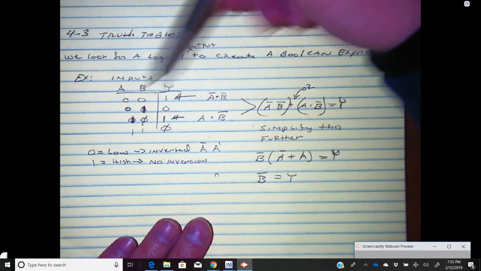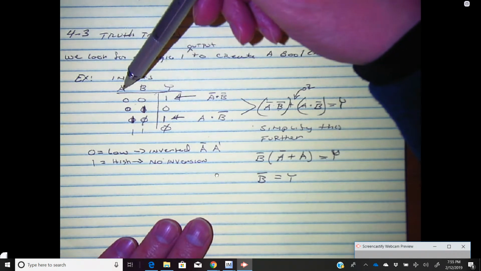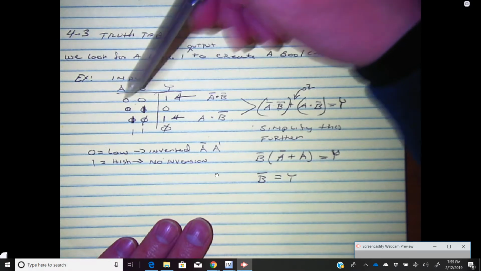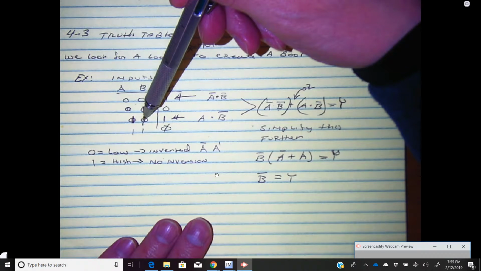What we're looking for in these truth tables are the 1s. In this case, we got two 1s. How do we generate these two 1s? Well, this is A naught and this is B naught, because these are low. And this one's A and B naught right here. So that's how I wrote these.